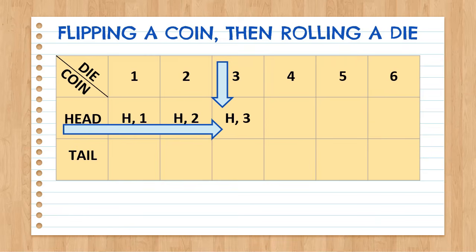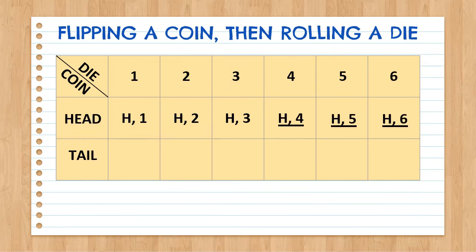If we look closely at the outcomes we get, they follow the same pattern. It's simply combining the head and the following number. We can say that the outcomes in the next squares of the table are head and number 4, head and number 5, and head and number 6.